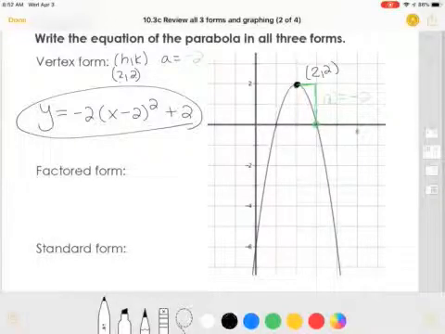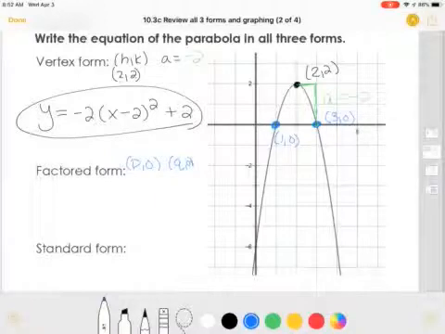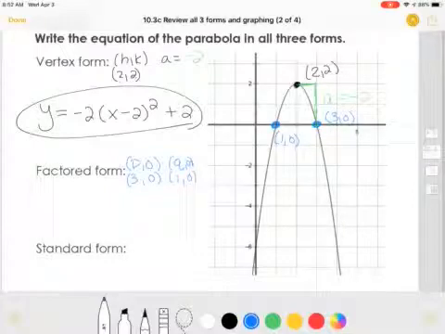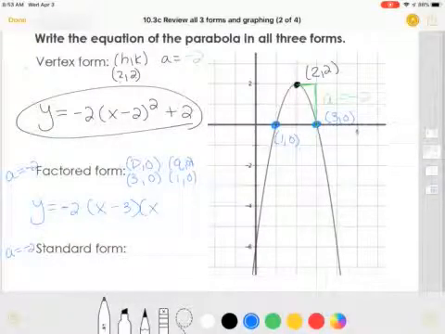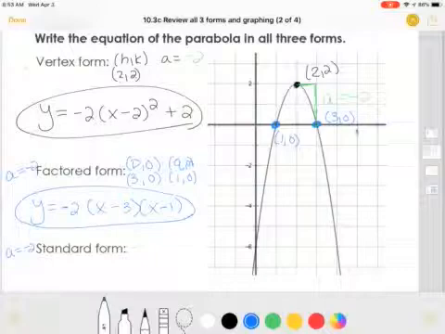Well, factored form. For factored form, we need to know our x-intercepts, right? Our p and our q. So let's take a look at our graph to find those. Here's an x-intercept, which is the point 1, 0. And here's an x-intercept, which is the point 3, 0. So we've got 3 and 1 as our x-intercepts. Remember, the very nice thing about these three forms is that the a value is going to stay the same. So we already know the a value for our factored and our standard form. For factored, we have our a value of negative 2 times x minus p, which is x minus 3, and x minus q, which is x minus 1. So we have our factored form.